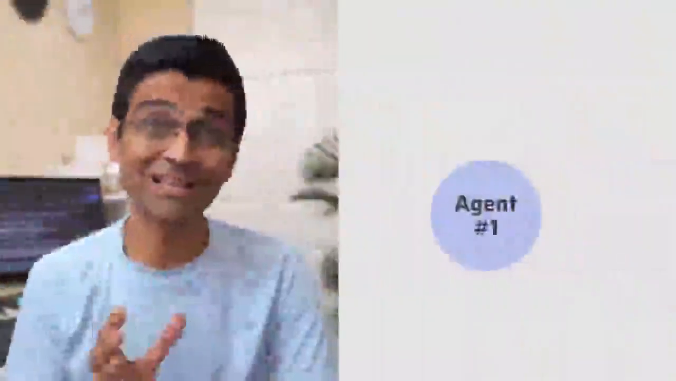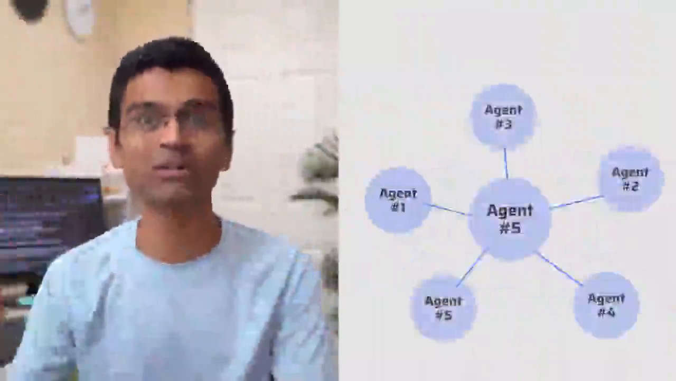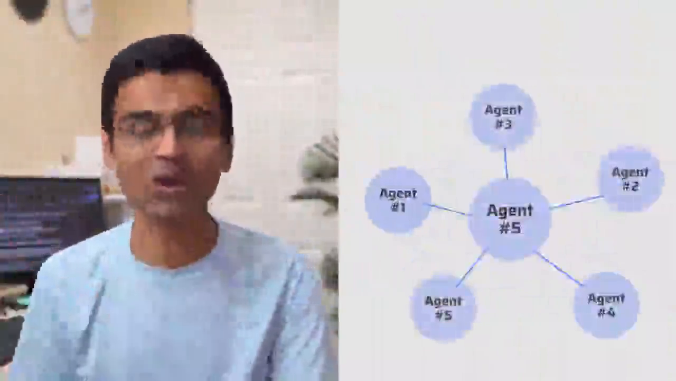We just built a single agent. You can actually build multiple agents, and then you can have another agent which can orchestrate all these individual agents. This is called agentic AI. With agentic AI, you can automate many complex workflows.